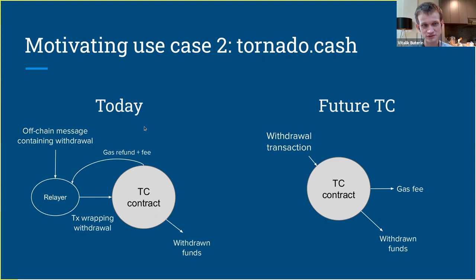Like, for example, if the relayer chooses a fee that's too low, then often you don't control the transaction. You don't really have a way of bumping up the fee. There's a lot of annoyances.